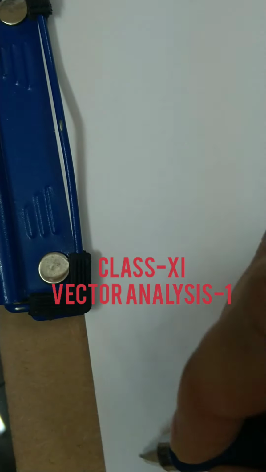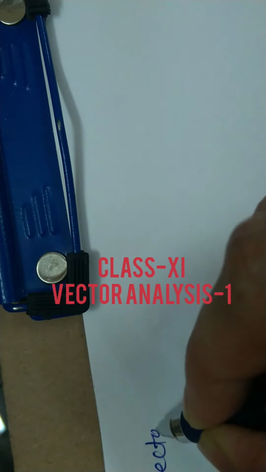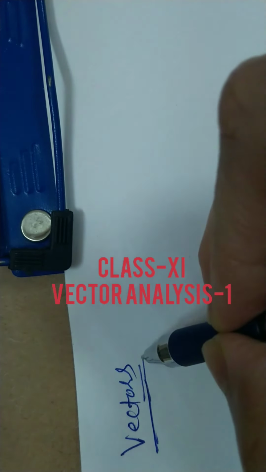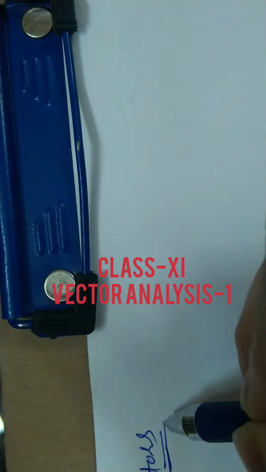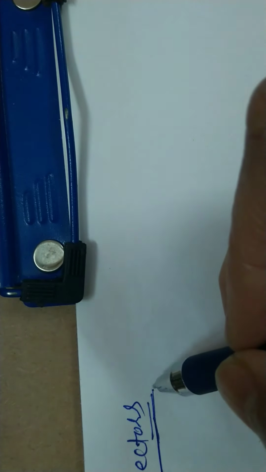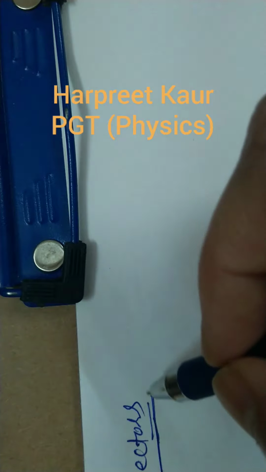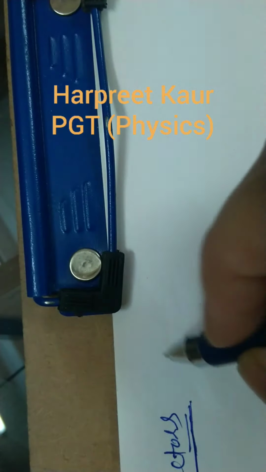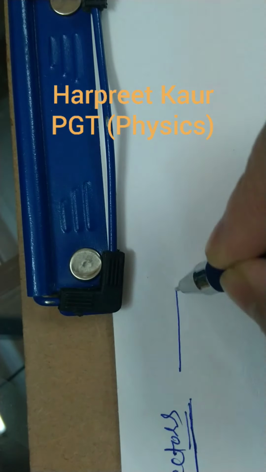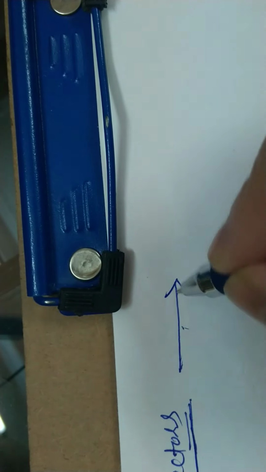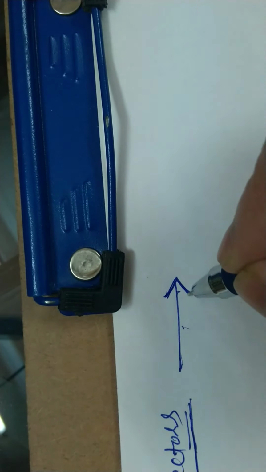Okay, our next topic is vectors. Vectors are the physical quantities which have magnitude as well as direction. Magnitude means the numerical value, the size of that quantity, and direction means in which direction the quantity is represented. Geometrically it is represented by an arrow. The size of the arrow is the magnitude, and it points in the direction.